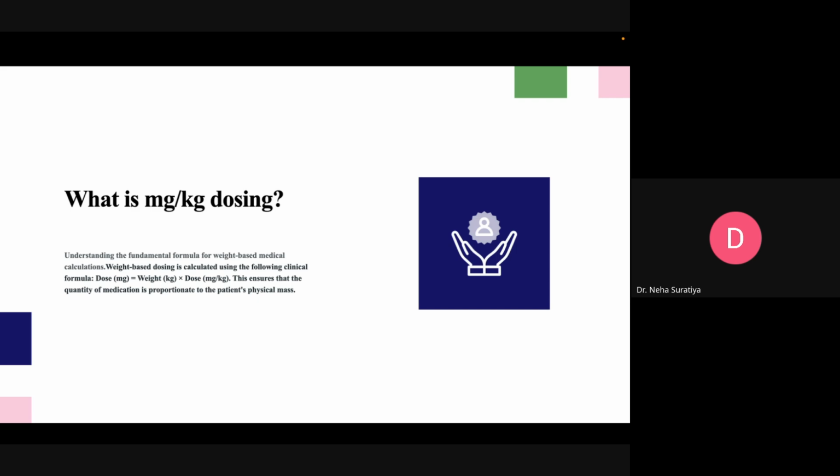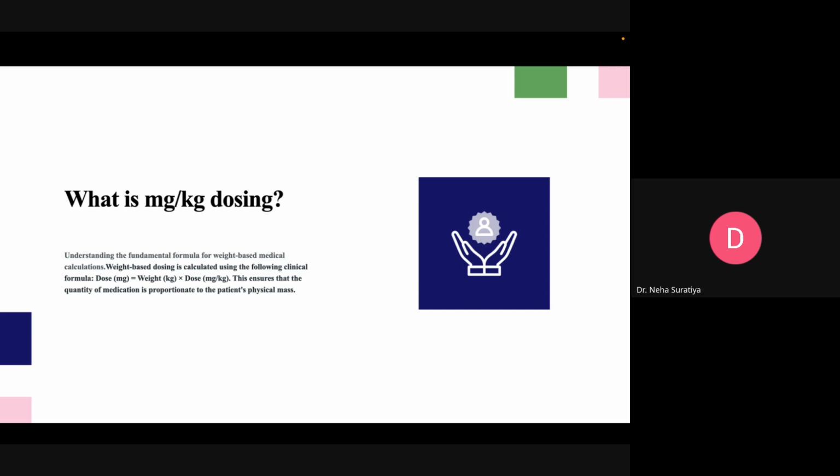Dose in mg will be equal to the body weight in kg times the prescribed dose in mg per kg. Now this formula ensures that each patient receives a dose that is proportionate to their body mass. Okay, so we'll understand this by the example, so don't worry. So the desired dose in mg is equal to the patient's own body weight times the prescribed dose, mg by kg.